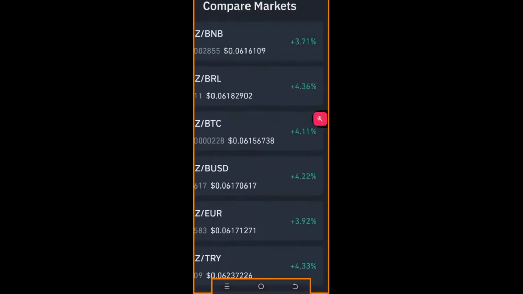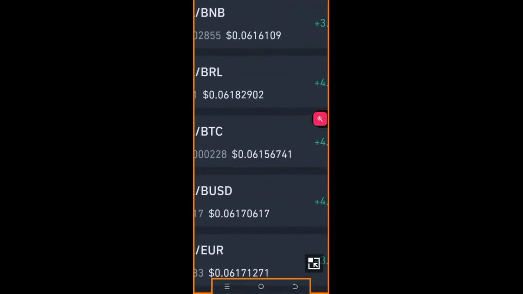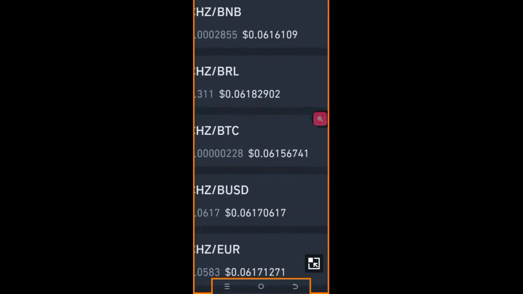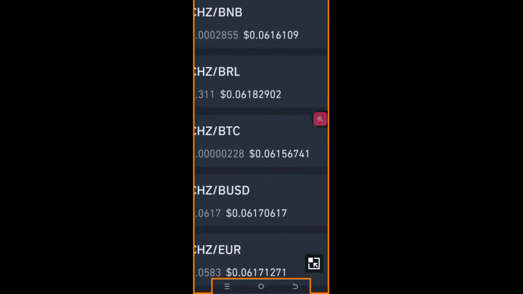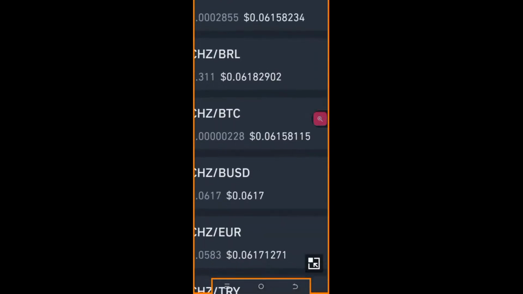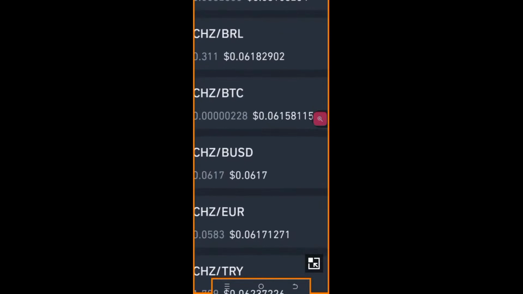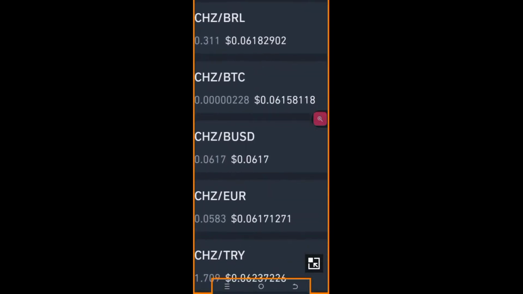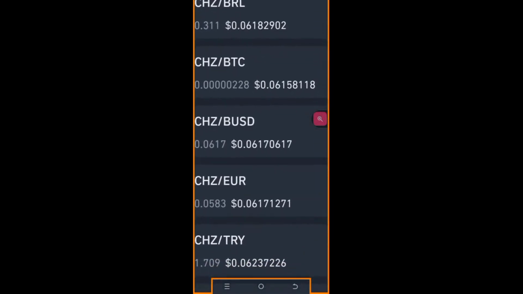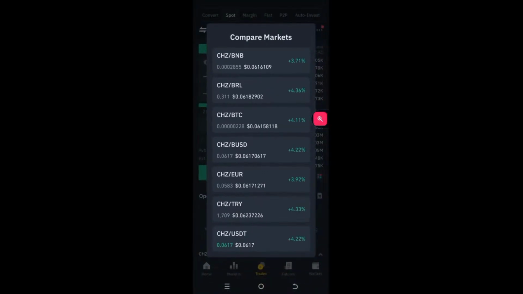Let me enlarge this for you to see. Good. We have 061 at BNB. We have 0616, 0618 at BRL. BTC is 0615, 0617. Wow. Then EUR. Normally I like to use the base currency as USDT. Reason being, it's easier for me to work with. Well, at times I may have to change.